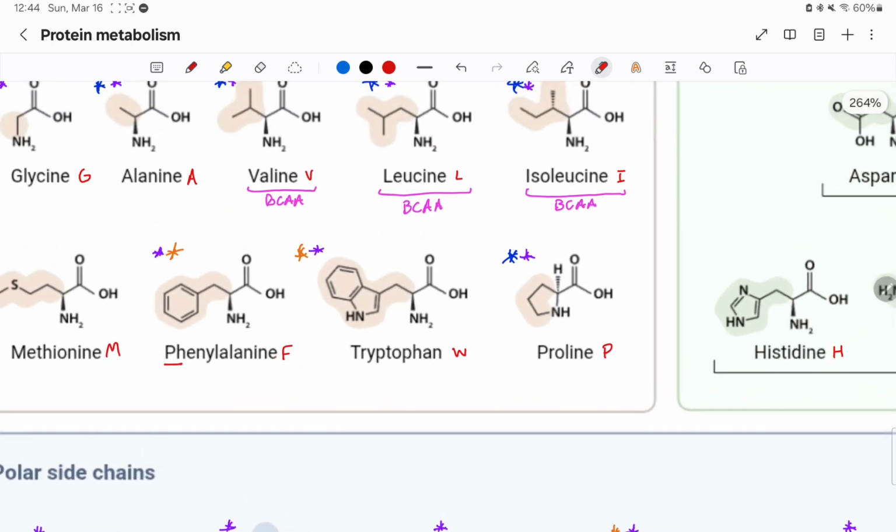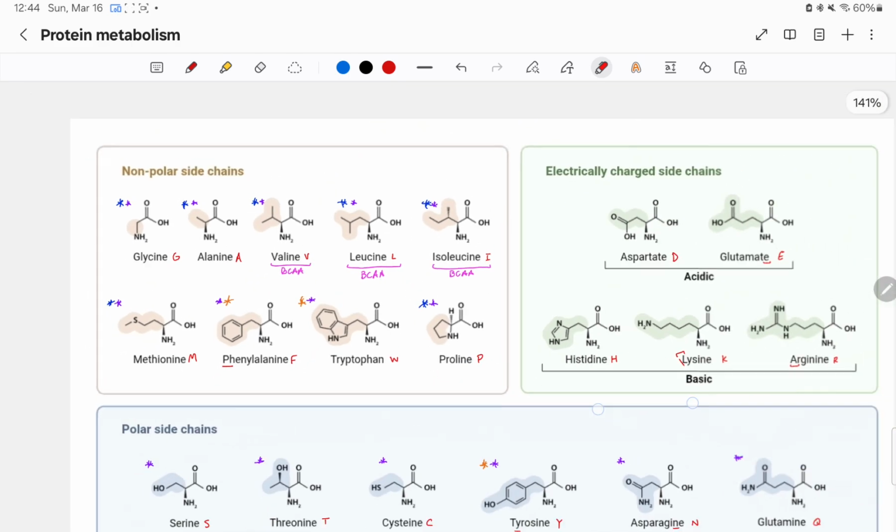That's how you know phenylalanine is F. Tryptophan, to be honest, I just kind of remember it as a W, but if you want, you can remember the shape. I think of it as a W shape like that, but it's a W. Proline, pretty easy. It's just a P, so it's proline.